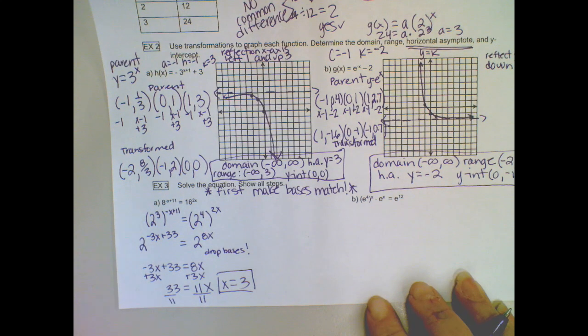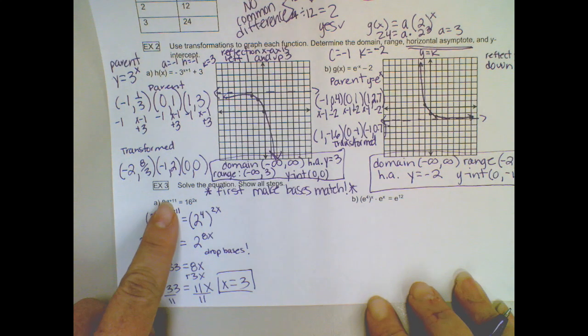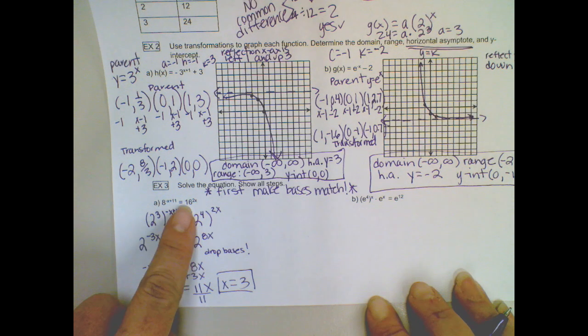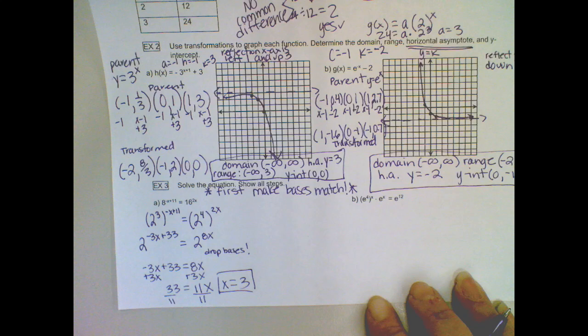You can test it if you would like. Negative 3 plus 11 is 8. So 8 to the 8th power. And then this would be 16 to the 6th power. So you can test those in your calculator to see and make sure that you have gotten the right answer.